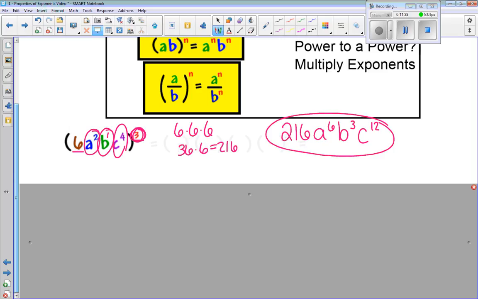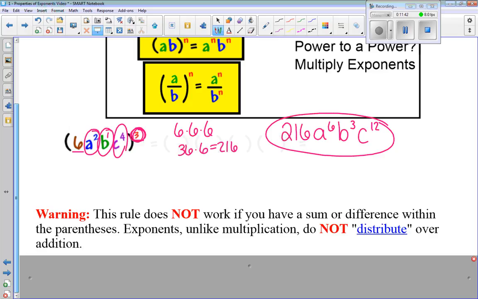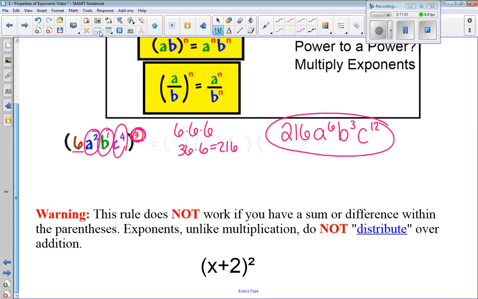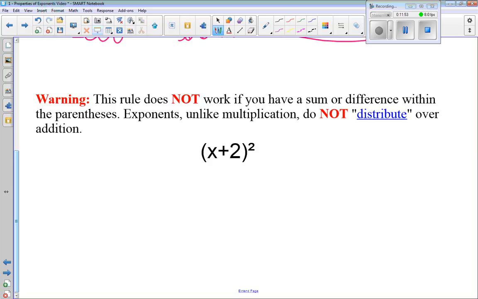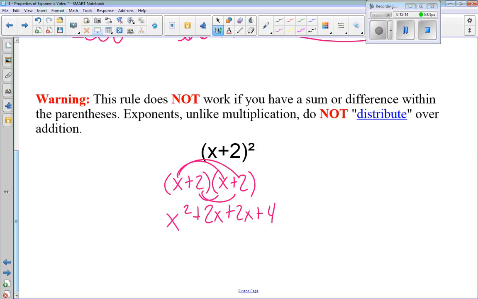Okay, warning, this rule does not work if you have a sum or difference inside of the parentheses. So for example, you guys have seen this one before, x plus 2 squared. We cannot just square the x and square the 2. That doesn't work because squaring something means to multiply it by itself. When I do this, I FOIL and I get x squared plus 2x plus 2x plus 4, which gives us x squared plus 4x plus 4. If we had just squared each of these, we would have completely missed this middle term.